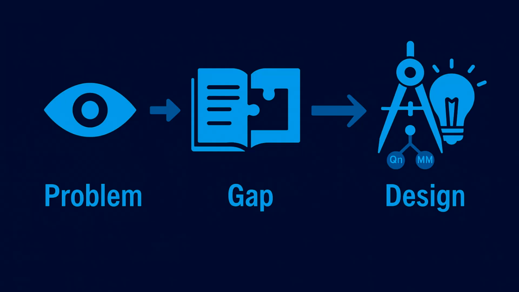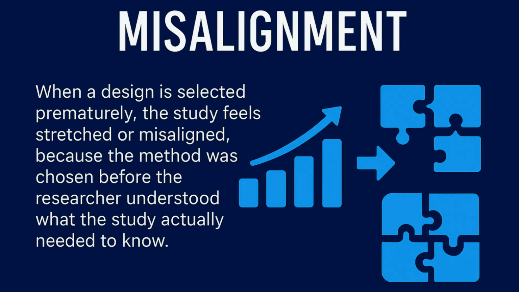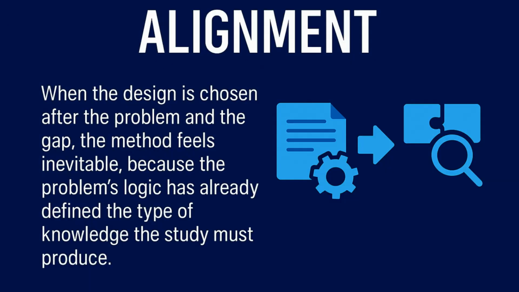This is why the design cannot come first. When a design is selected prematurely, the study feels stretched or misaligned, because the method was chosen before the researcher understood what the study actually needed to know. When the design is chosen after the problem and the gap, the method feels inevitable, because the problem's logic has already defined the type of knowledge the study must produce.